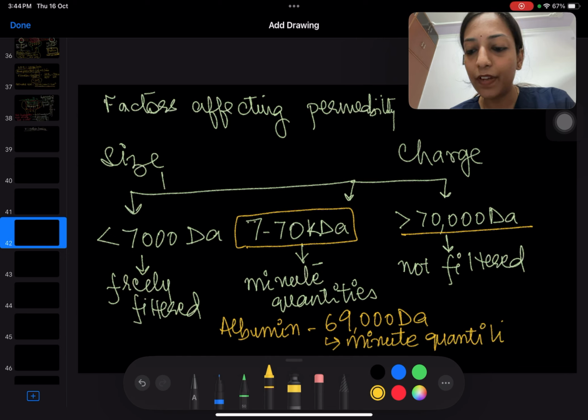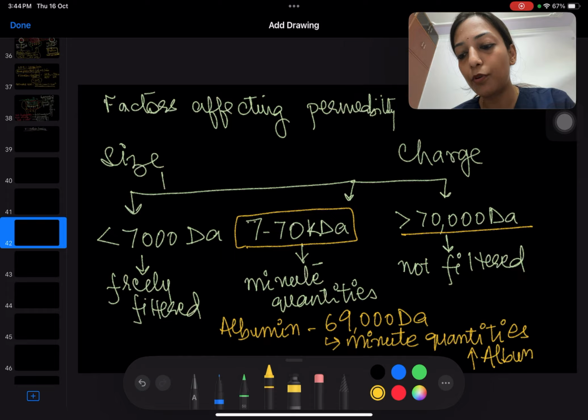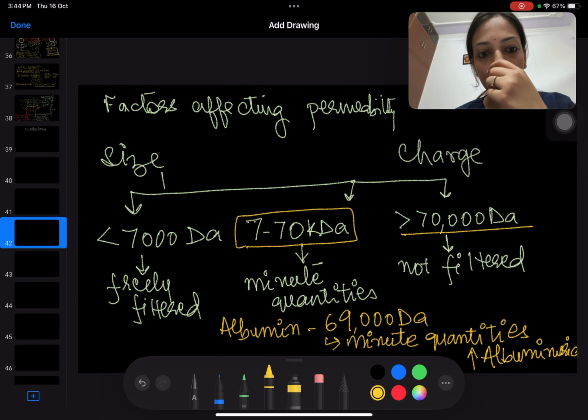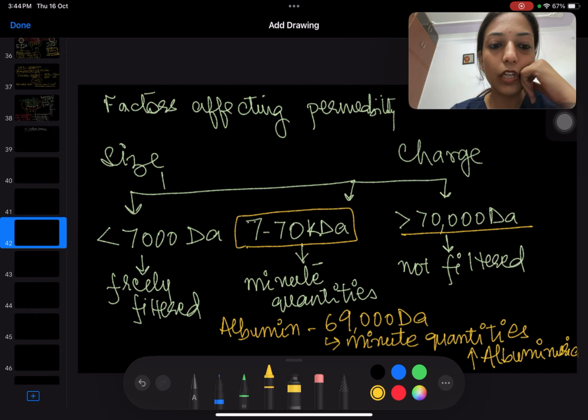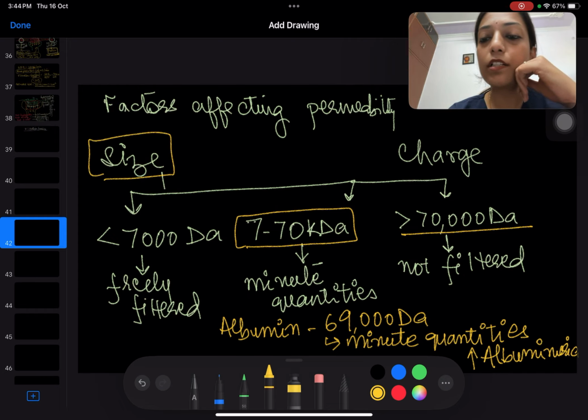But whenever its quantity increases, we call it albuminuria or proteinuria, which actually suggests that the kidney is going into failure. Why? Because the permeability is altered. So the filtration function of kidney is actually getting altered, right? This was about the size. Now let's talk about the charge.